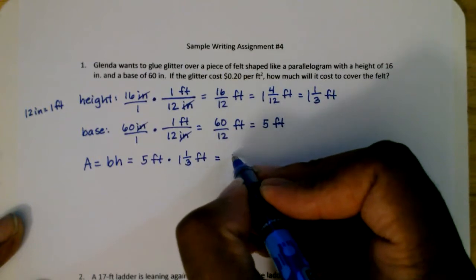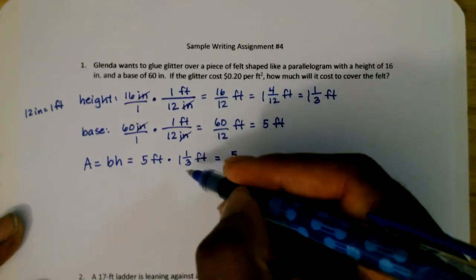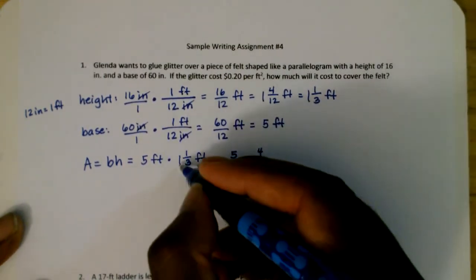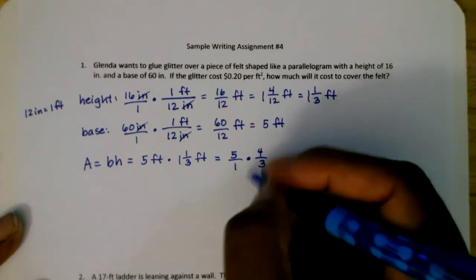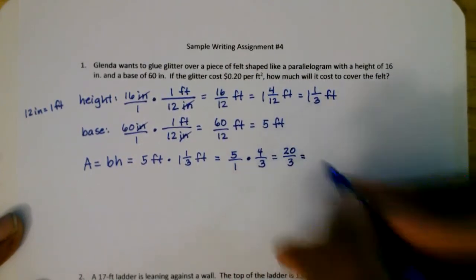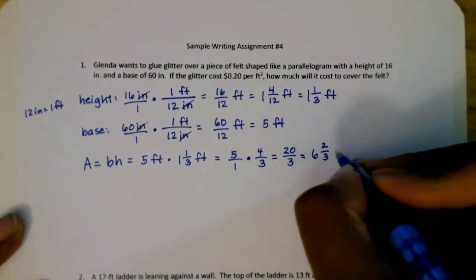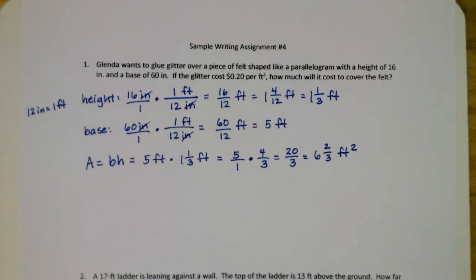And what I'm going to do here is multiply 5 over 1 times, convert 1 1/3 feet to an improper fraction of 4/3. Again, 3 times the 1, that gives you 3 plus the 1, which would be 4. So it'd be 4/3. So now we got 4/3 times 5 over 1. That's going to be 20 over 3. And if I convert that to a mixed number, that would be 3 goes into 20 6 times with 2 left over. So I have 6 2/3 square feet. That's the area of that felt that's shaped like a parallelogram.